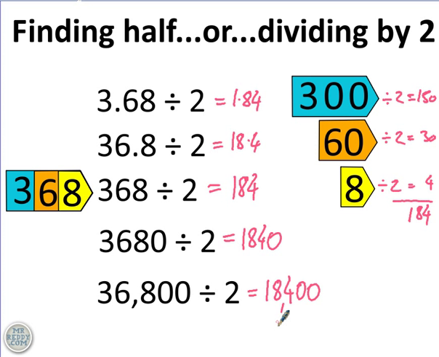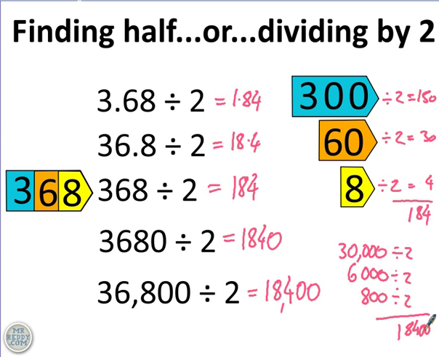Another way that I might do a large number like this at the bottom is to break this up into 30,000, 6,000 and 800 and divide them all by 2. And here you would get 15,000, 3,000 and 400, and when you add them up you get 18,400. So it still works out.